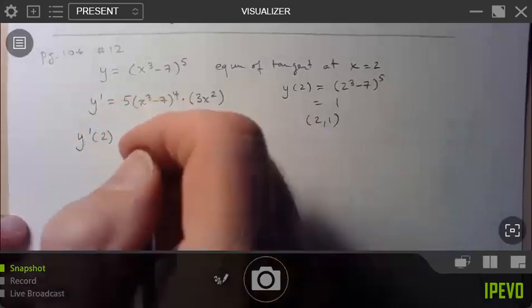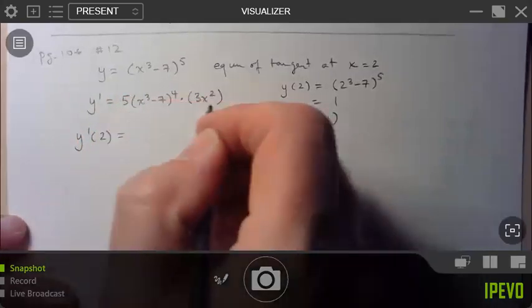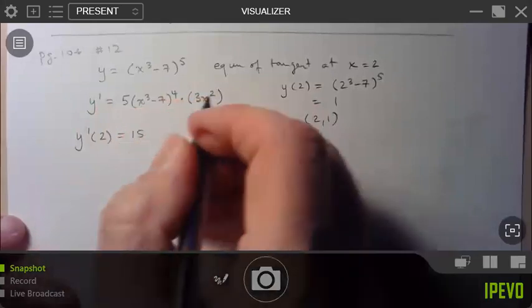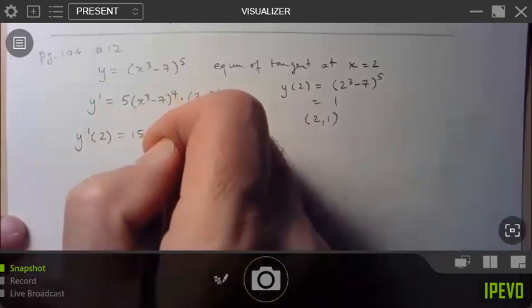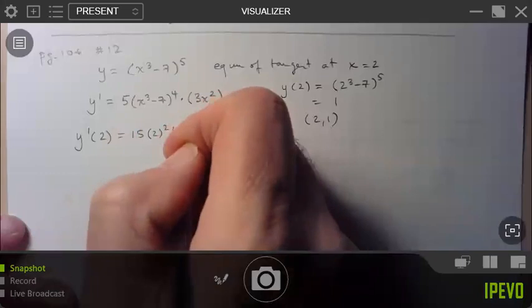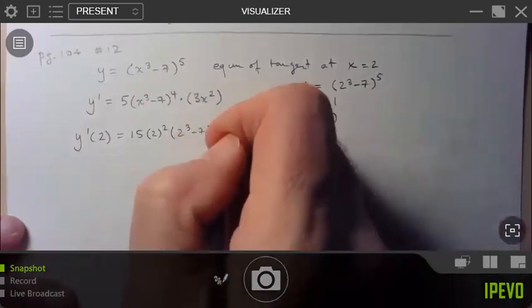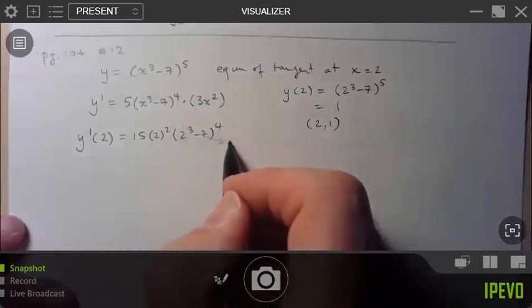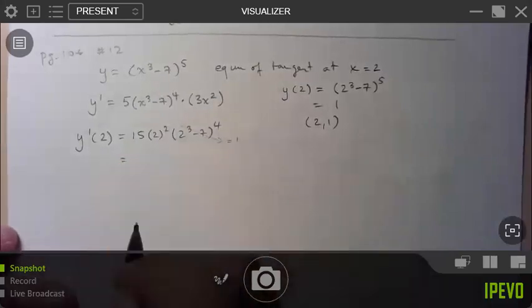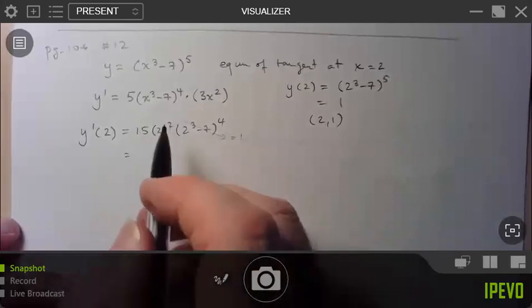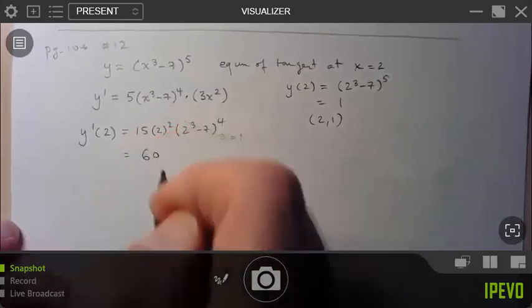Okay, so I'll clean up a little bit here. So I have 5 times 3, so I've got 15 times x squared, so times 2 squared. And then here we have 2 cubed minus 7, which again is just 1 to the 4. So this whole thing is equal to 1. So we just have 15 times 4, which I guess is 60.